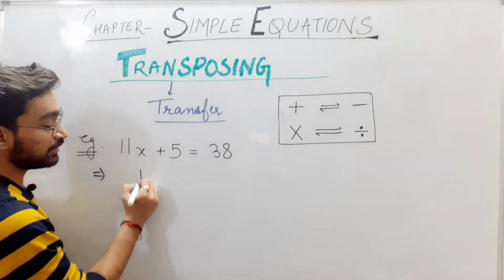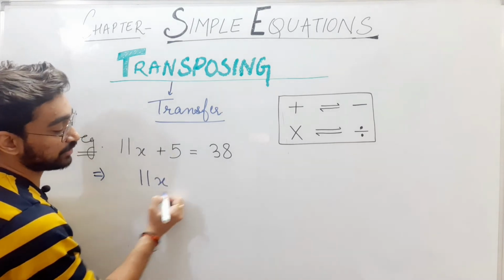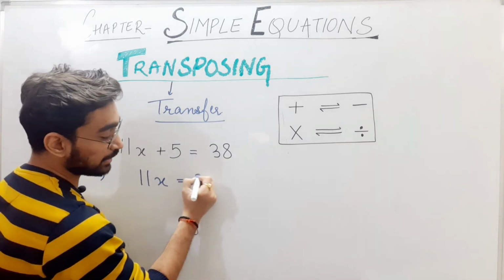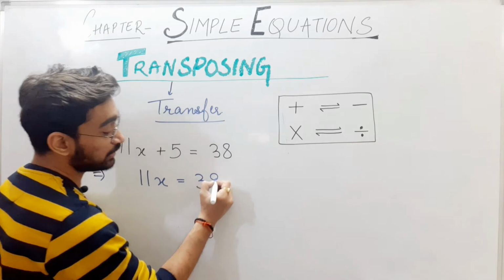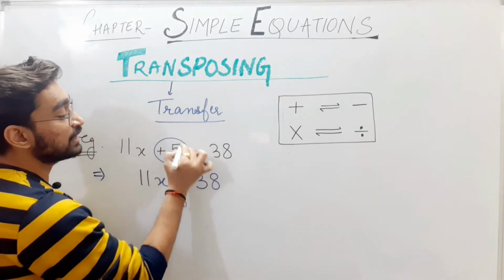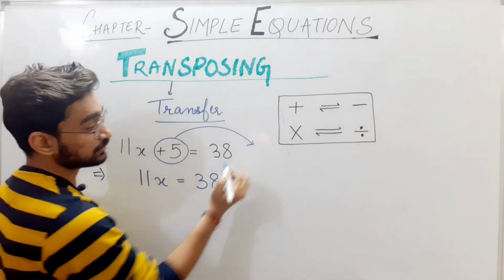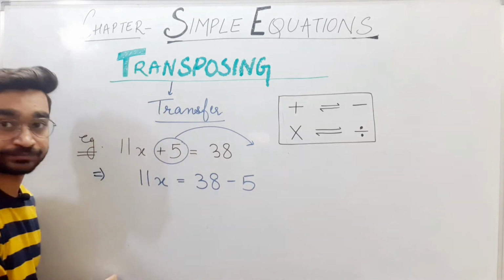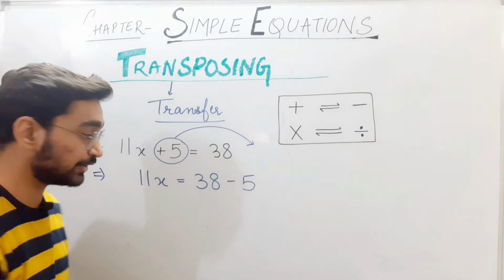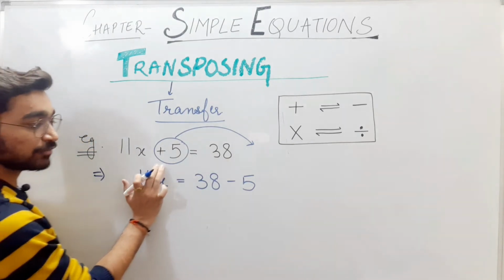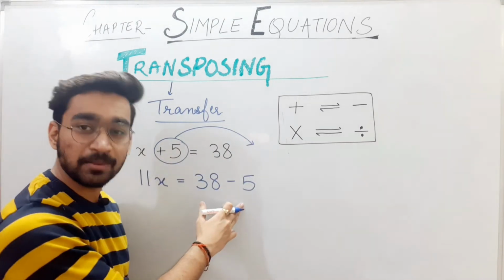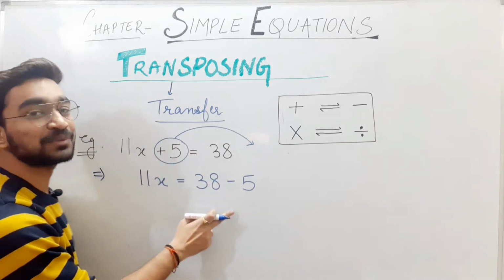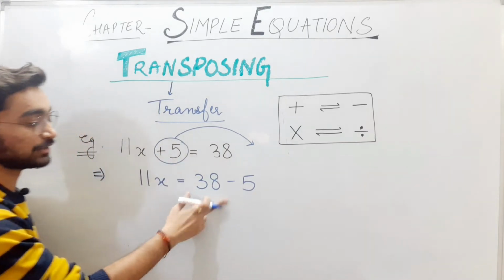Then how do we write it? This number remains here itself, it is not going anywhere. This is also remaining at its own place. But this 5 is shifting from this side to the other side, so it will be minus 5. I hope the first step is clear to you. This number is jumping to the other side by changing its symbol. The opposite of plus is minus, so it will be minus 5 here.